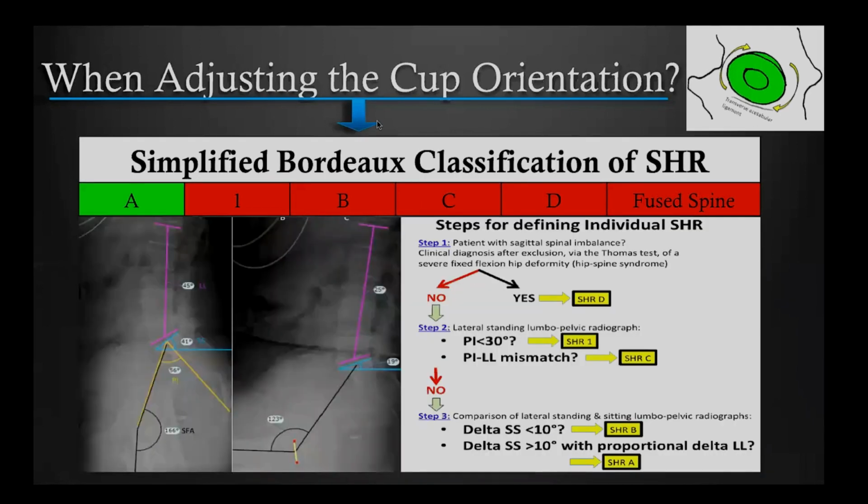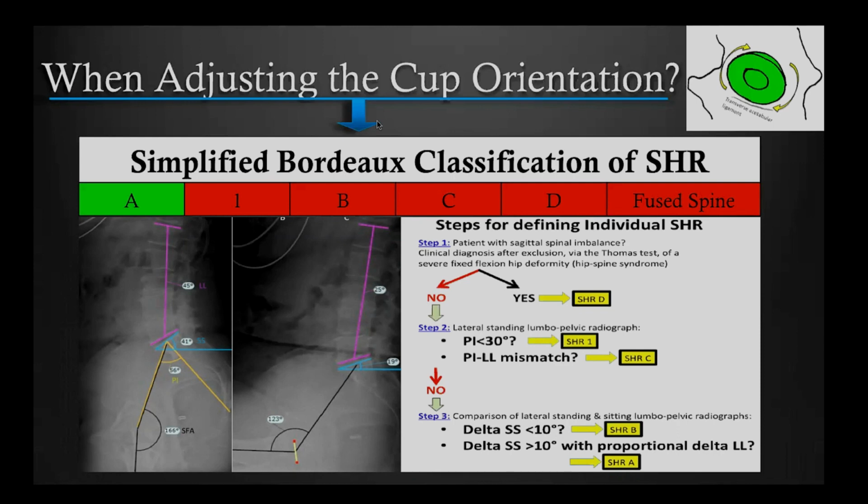How to define the patient's spinal relationship? You need three things: a physical examination and two X-rays, standing and sitting lumbopelvic X-ray, lateral view. If you follow this decision tree that you see on the right side of the screen, you will easily define the individual spinal relationship. First, when you see the patient in clinic, define if he has a decompensated sagittal imbalance or not. This is an easy diagnostic to do.